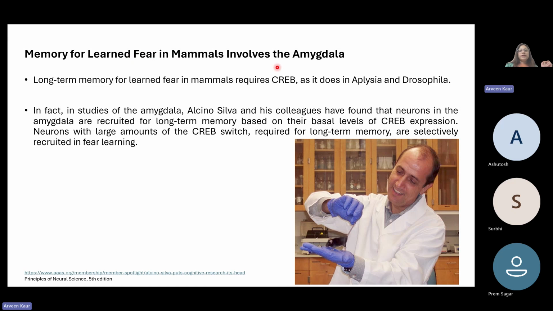So memory for learned fear in mammals involves the amygdala again, that is what we have been talking about. The long-term memory for learned fear in mammals also requires CREB that we have studied in the previous lecture, the molecular mechanism of memory storage in Aplysia and Drosophila also. In fact, in studies of amygdala, Alcino Silva, who you can see over here, and his colleagues have found that neurons in amygdala are recruited for long-term memory based on the basal levels of CREB expression, right? Neurons with large amounts of CREB, which is required for long-term memory, are selectively recruited in fear learning.